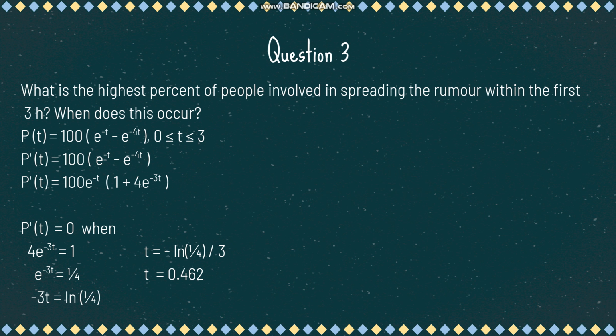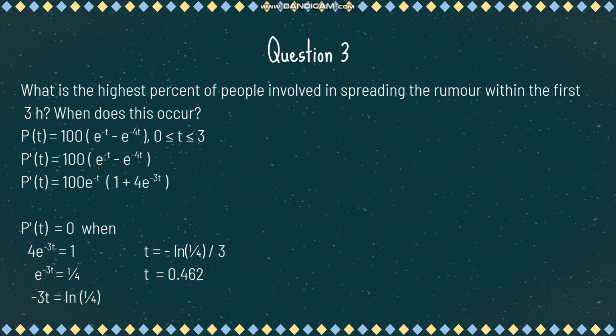So first we find the critical numbers. To do that, we have to derive the equation first. So we use the derivative rule. So we get 100 e to the power of negative t times 1 plus 4 e to the power of negative 3t. So then we find the critical numbers, we make it equal to 0. So 4e to the negative 3t equals 1. Then we divide both sides by 4.